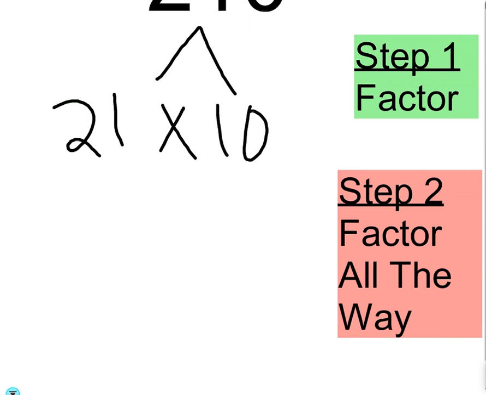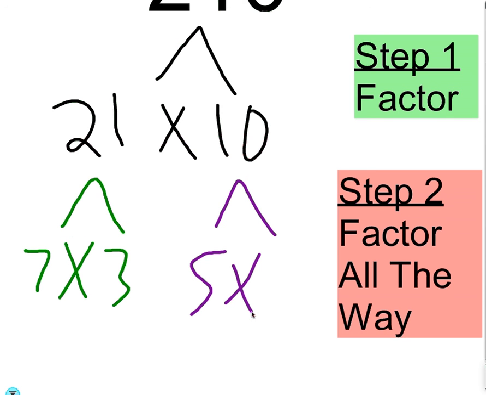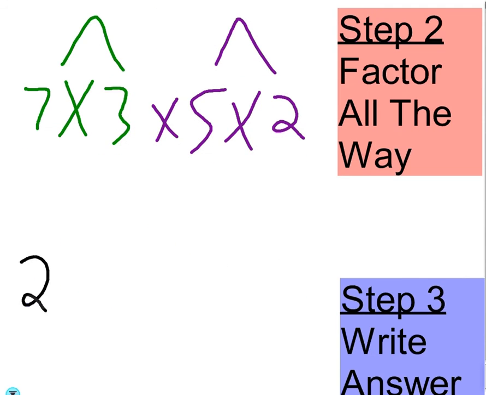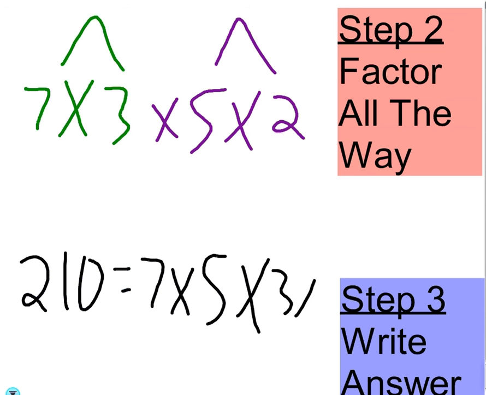Okay, next we're going to break up the 21 into what? 7 and 3. And fortunately, those are prime, and also 5 and 2 are prime. So after just 2 steps, we're done with this one. 2, 3, 5, and 7. Final answer, 210 is equal to 7, and we can do it from biggest to smallest, it doesn't matter, times 3 times 2. 7 times 5 times 3 times 2.